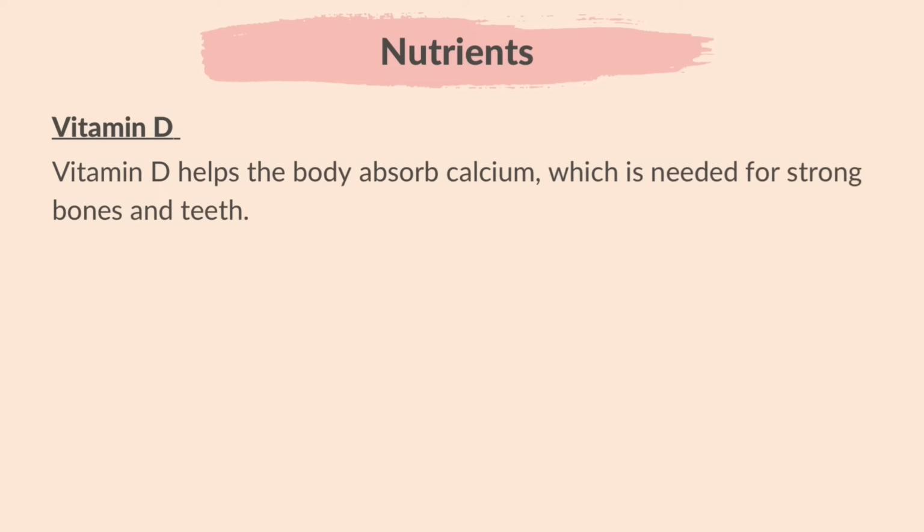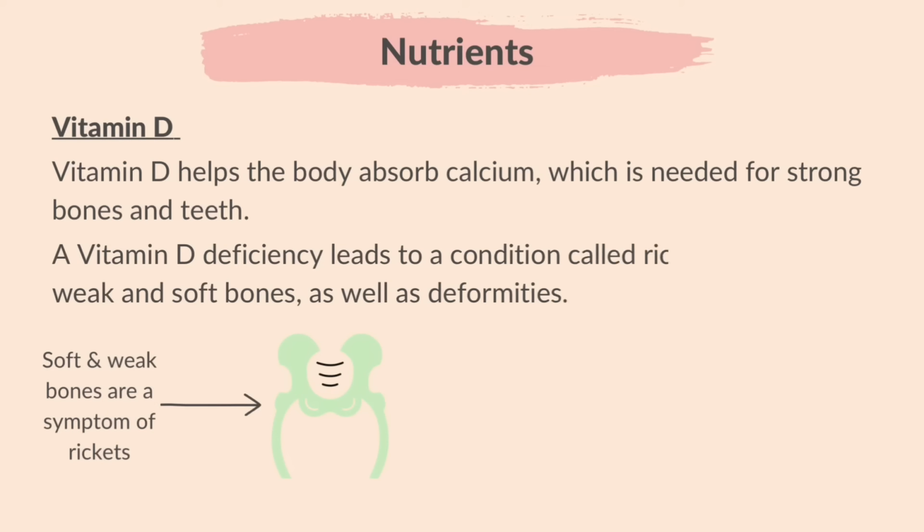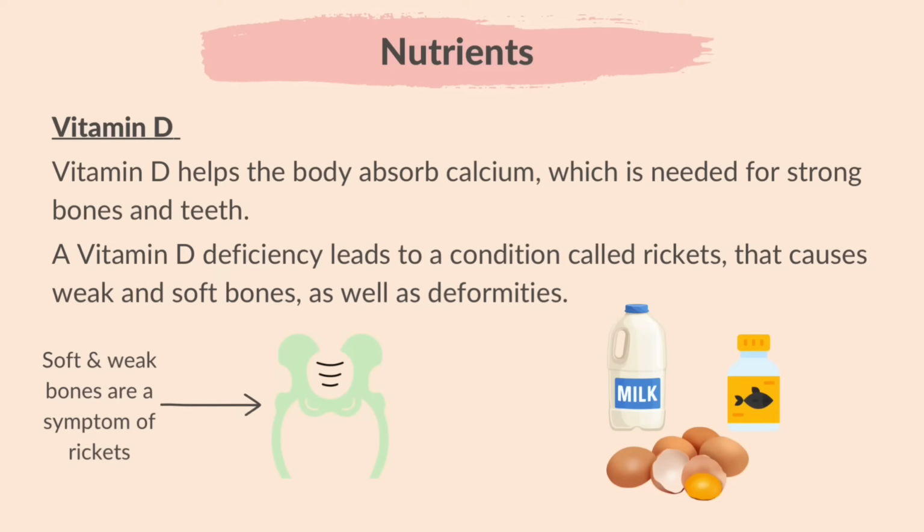Vitamin D helps the body absorb calcium, which is needed for strong bones and teeth. A vitamin D deficiency leads to a condition called rickets that causes weak and soft bones as well as deformities. Dairy products, fish oil and eggs contain vitamin D.